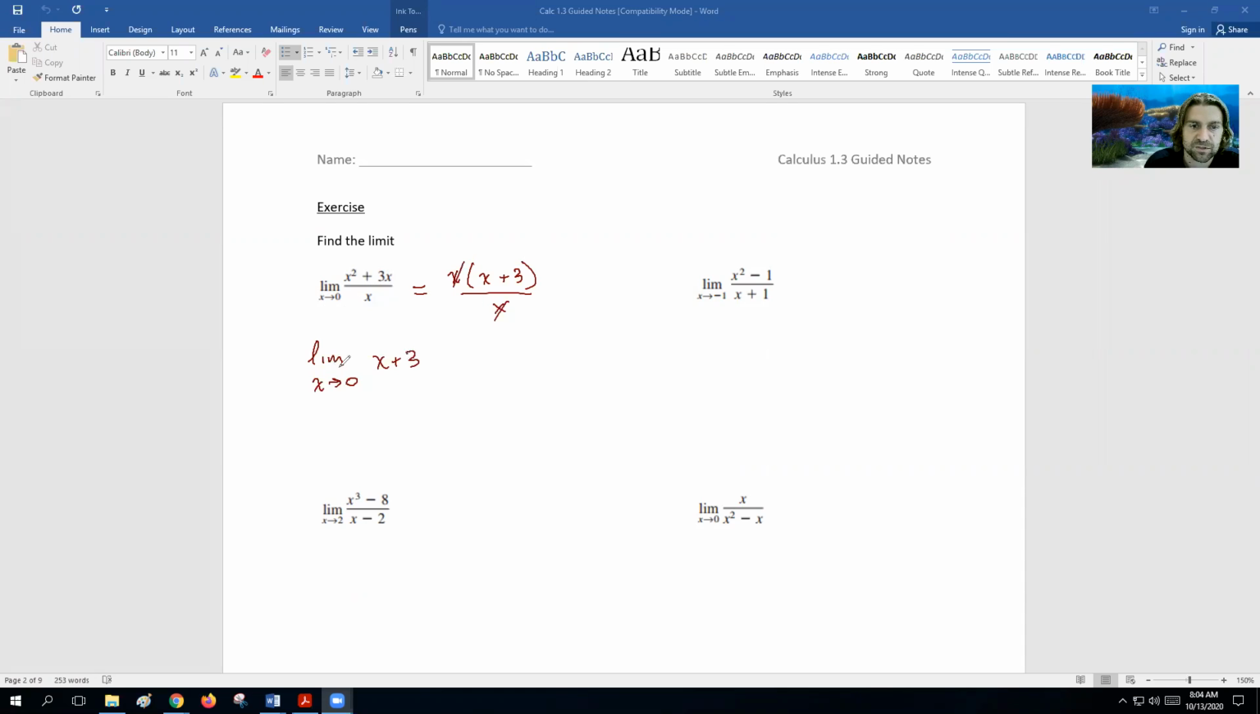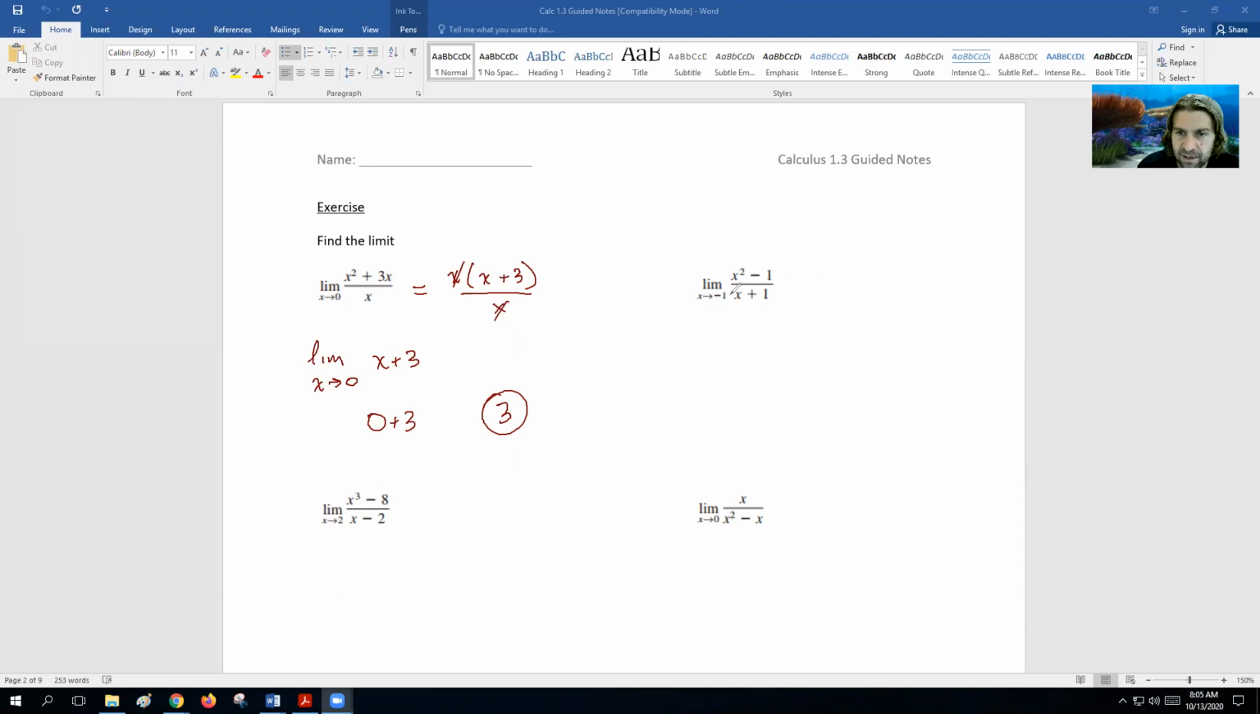Now, can I use direct substitution there? We sure can. There's no denominator. I don't have to worry about anything. And so let's see, this would be 0 plus 3, which means the limit would be 3. So if we were going to graph this equation here, there'd be a hole on the graph, but that hole would be over 0, up 3.